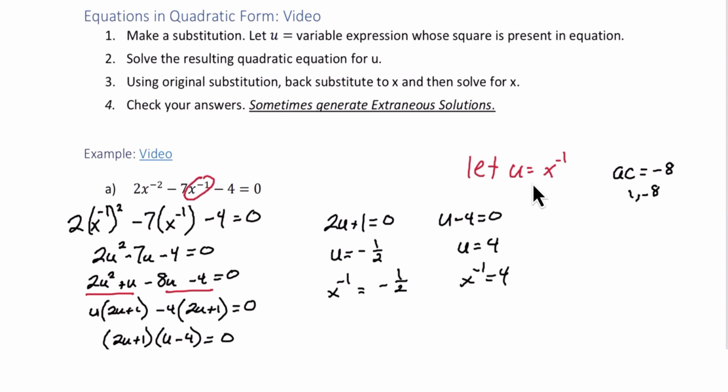And now we solve. To remove the negative 1 power on the x, we can raise both sides to the negative 1 power. And remember that raising x to the negative 1 power is the same thing as taking the reciprocal. So the reciprocal of negative 1/2 would be negative 2. The reciprocal of 4 would be 1/4.